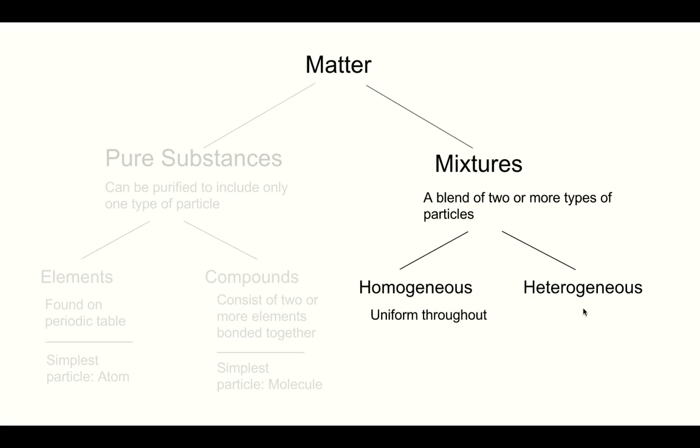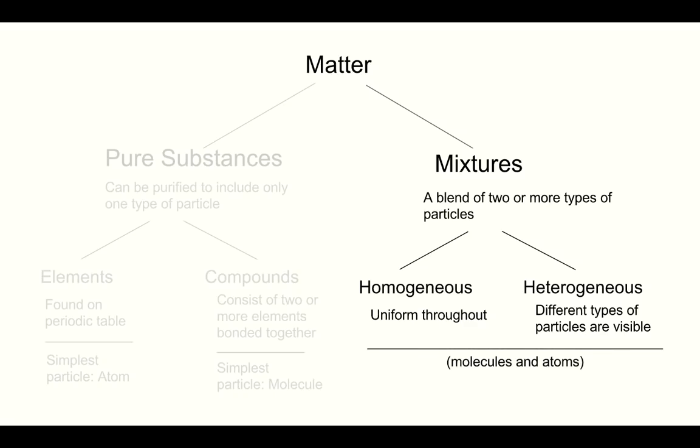Homogeneous mixtures are uniform throughout. You cannot see the things that are mixed together. Heterogeneous mixtures, you can see the different types of particles. And as a reminder, we're talking blends of molecules and atoms, all different kinds.